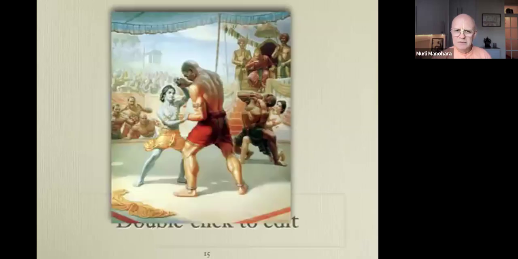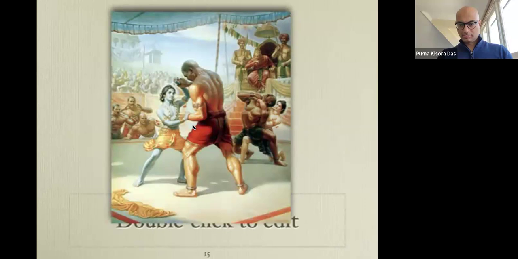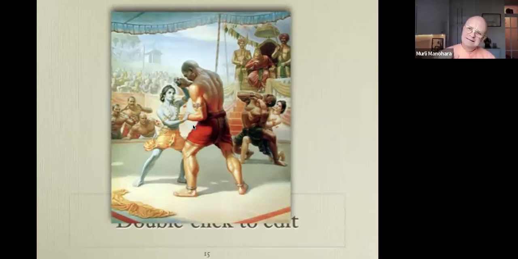The reason that is mentioned is because, for example, this is either Chanura or Mushtika. Does anyone know who's wrestling with Krishna? Is it Chanura or Mushtika? A test of your Krishna book. Anyway, one of them. So Krishna is akhila-rasamrita-murti. He enjoys rasa, and one of the rasas is vira-rasa, fighting. So Krishna likes a fight. Okay, let's say it's Mushtika. So he's pleasing Krishna now.